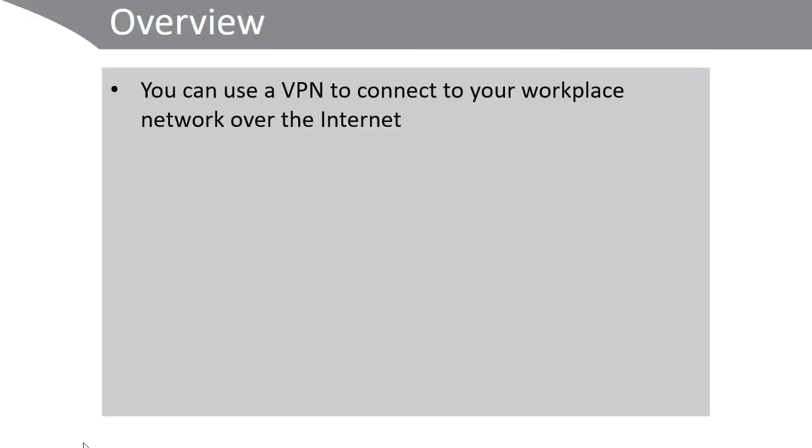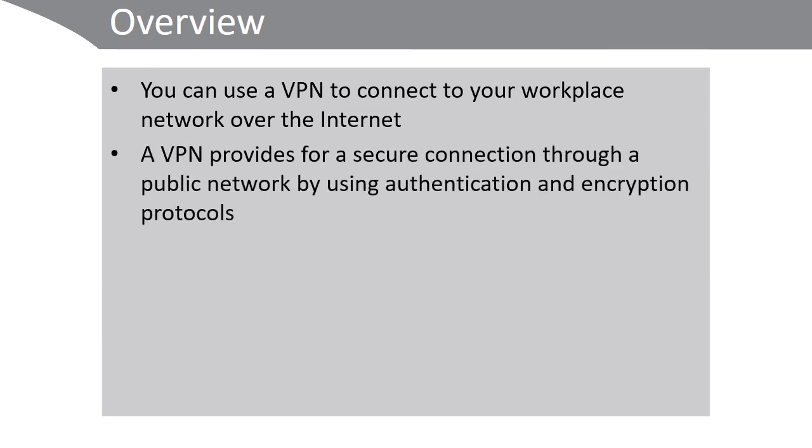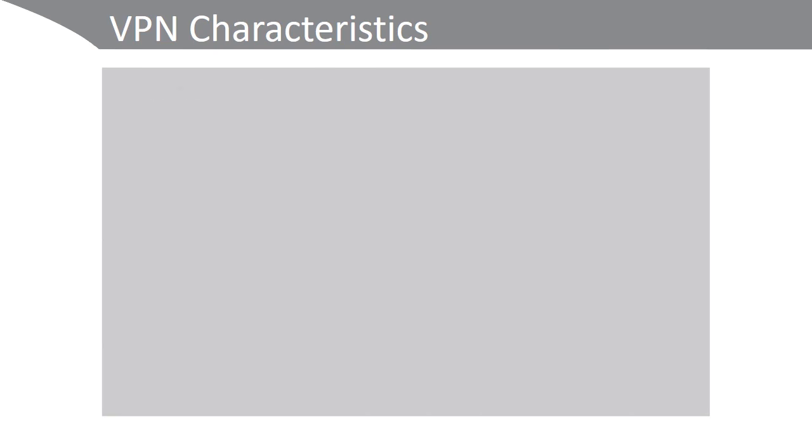You can use a VPN or virtual private network to connect to your workplace over the internet. A VPN provides for a secure connection through a public network by using authentication and encryption protocols. A VPN is characterized by the authentication protocol that it uses, by the encryption that you use, by the way it encapsulates the information to transport it across the public network. Encapsulation is the concept of embedding the VPN traffic within a piece of traffic that can be passed across a public network.